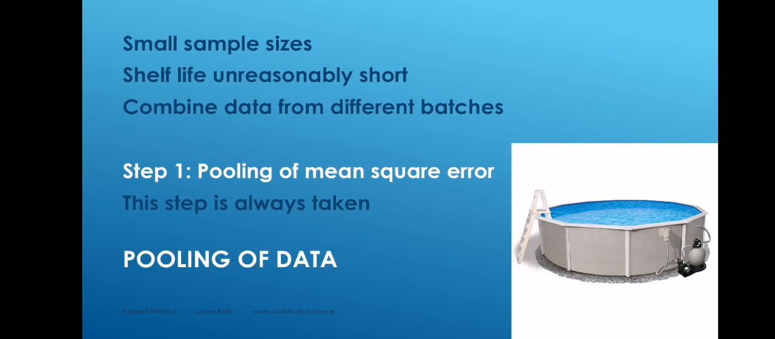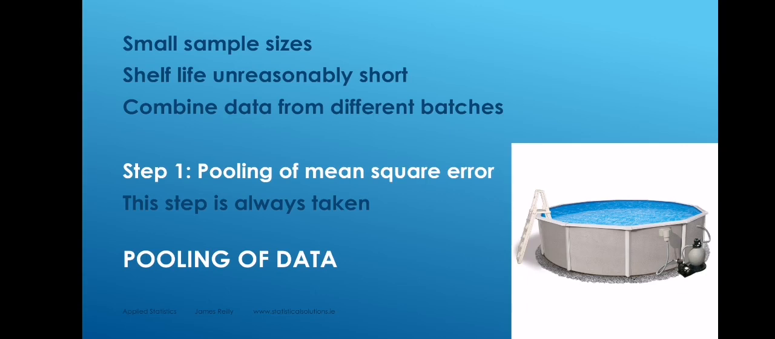Because sample sizes used in stability studies are quite small, it sometimes makes sense to pool the data, and we're going to talk about that over the next number of slides. By using small sample sizes, we could get shelf lives that are unreasonably short, and so it makes sense to combine data from the different batches. So the three batches each provide us with data. Rather than constructing three separate regression equations, perhaps it's possible to combine the information in some way from those three batches. And we call this the pooling of data.